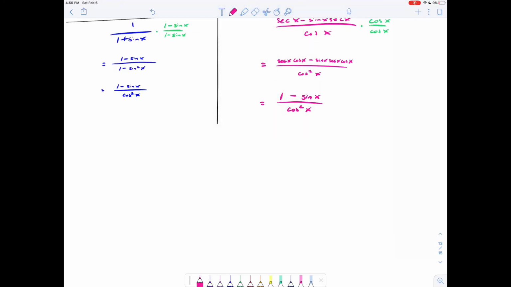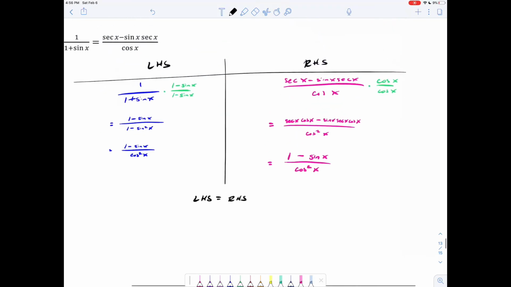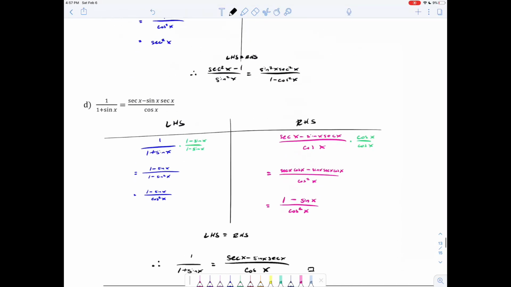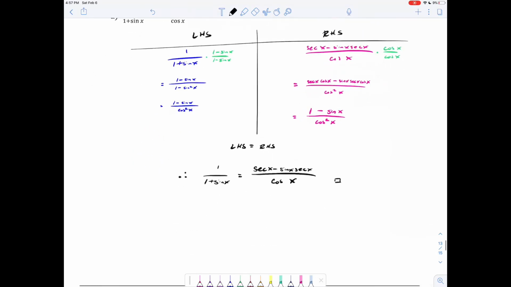Therefore, I can make one heck of a declaration. I can say that the left side is equal to the right side. And therefore, 1 over 1 plus sine x is equal to sec x minus sine x sec x over cos x. And that's done. Did I proof done that one?